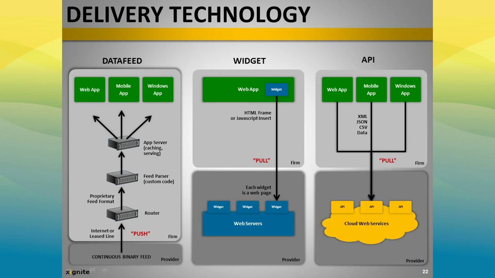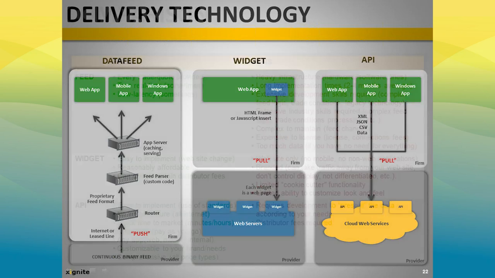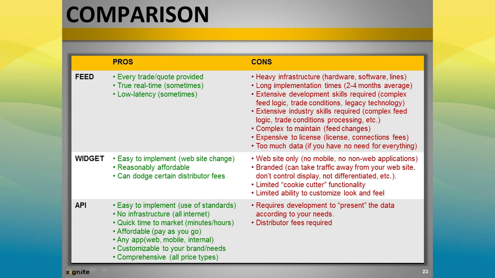The third approach is APIs. APIs are delivered via open standards, XML, JSON. They're typically served from the cloud, so they're very scalable and very easy to use. Not every API is easy to use, but ours certainly are. And you can essentially pull this data on demand from inside your web app, your mobile app, or your Windows app, using all these open standards. And of course, there are significant benefits to using those. So let's talk about those.